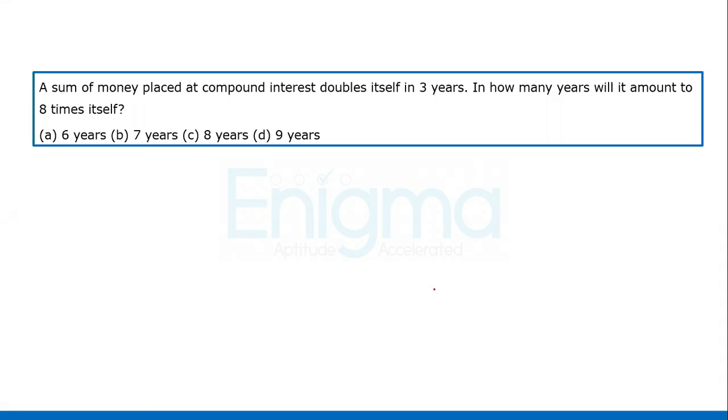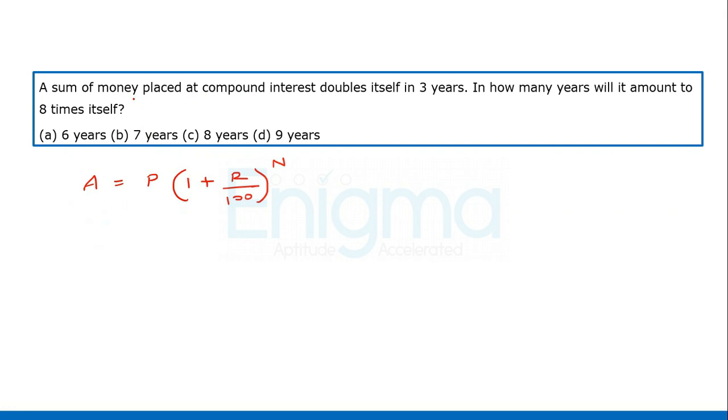A sum of money placed at compound interest doubles itself in 3 years. In how many years will it amount to 8 times itself? Now, in compound interest, the formula we use is A is equal to P into bracket 1 plus R by 100 raised to N.